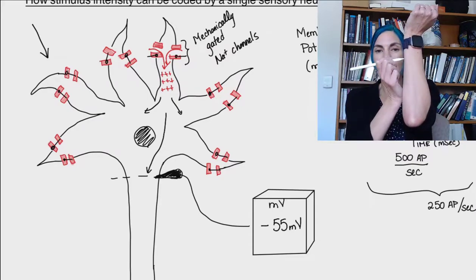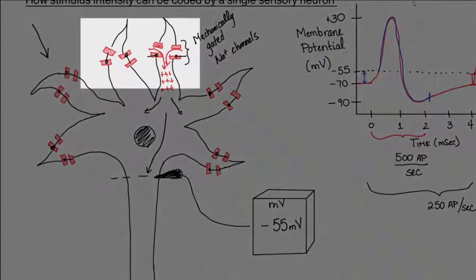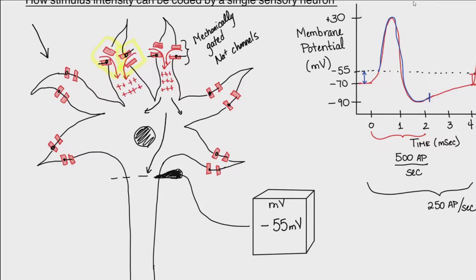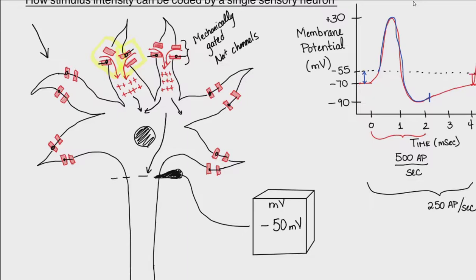But let's say that I take this and I start pushing a little bit harder. Well, that's going to open up nearby gates. So now we're going to open these as well. That's going to allow more sodium to come in, and that means that it's going to add to my sodium influx such that I bring this membrane potential up a little higher. So now maybe I'm running an action potential once every 3 milliseconds.